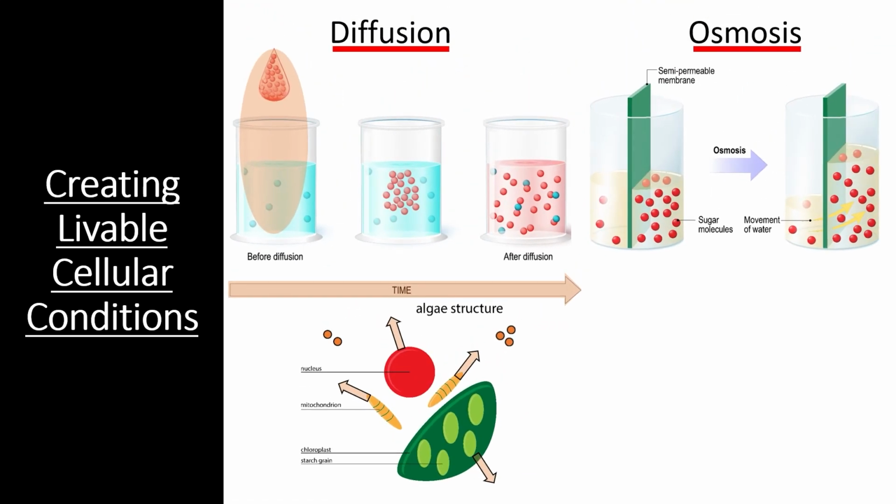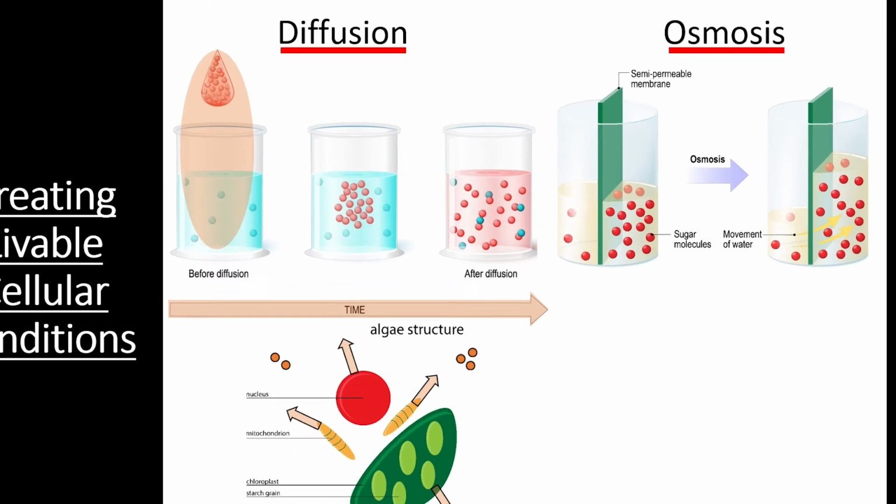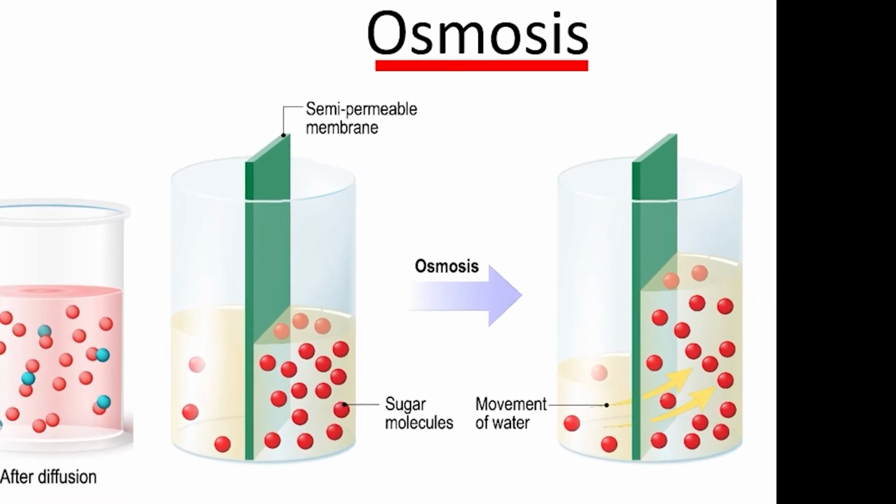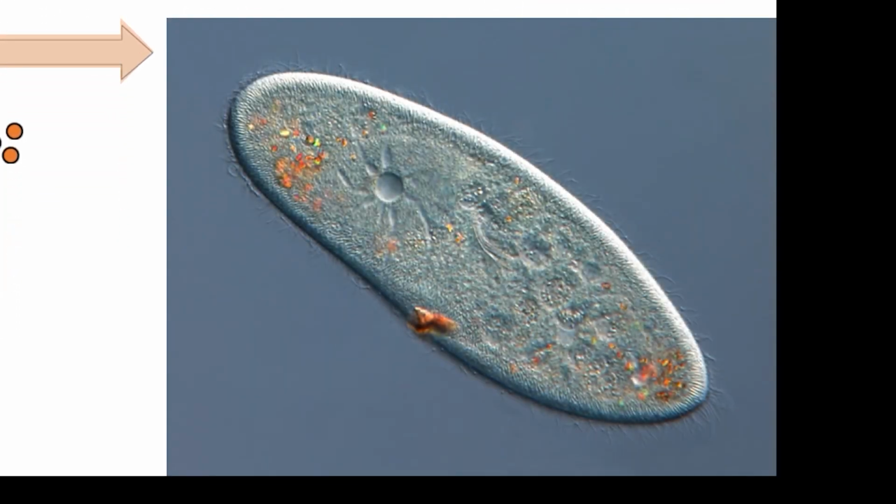Now, let's consider osmosis. Water molecules are attracted to polar solutes in the same way that polar solutes are attracted to water. So, if you divide a body of water with a semi-permeable membrane that blocks large solute particles, water itself will move through the membrane to make the concentration on both sides of the membrane equal. Cells need selectively permeable membranes due to osmosis.